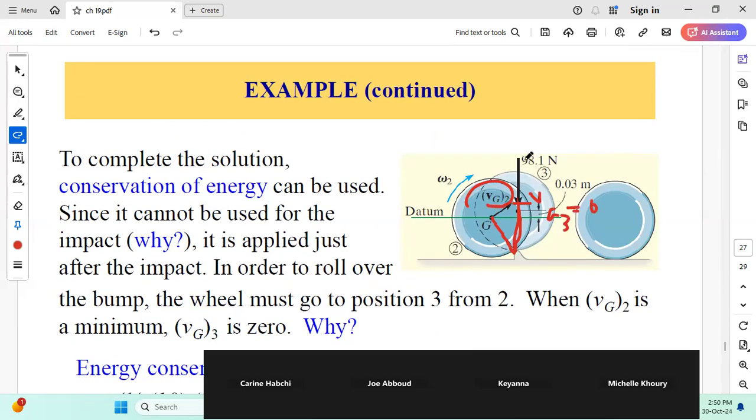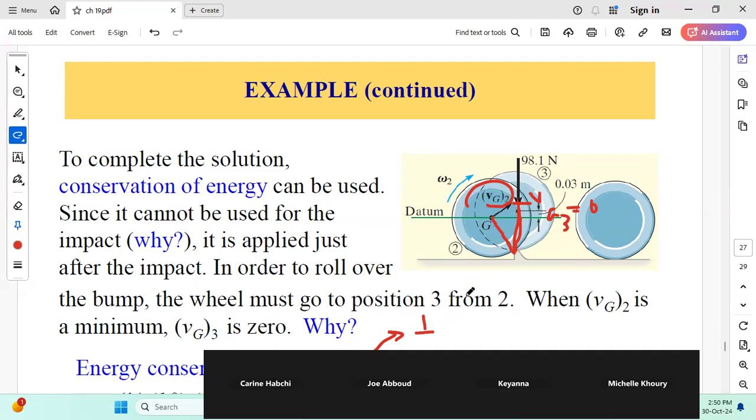So first, what is the kinetic energy at position 2? Can you tell me? Half m Vg2 squared. No. Why is it not only half m Vg2 squared? Who remembers? Because of rotation, of course. Because we have rotation. Exactly. You know that in rotation, I need to account for it.